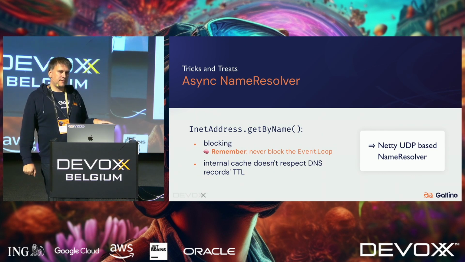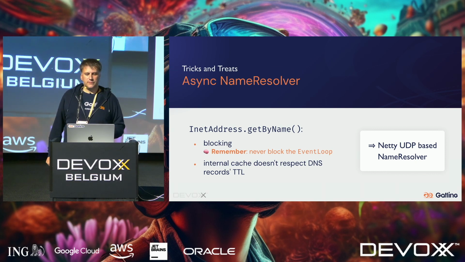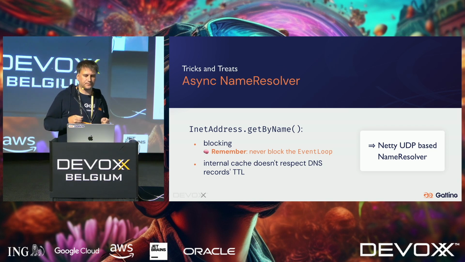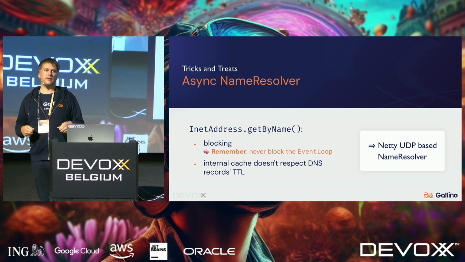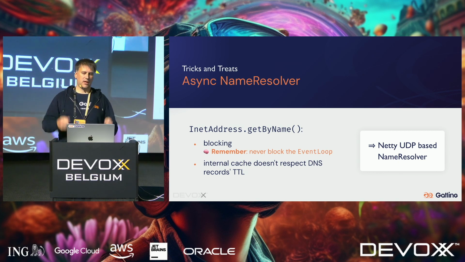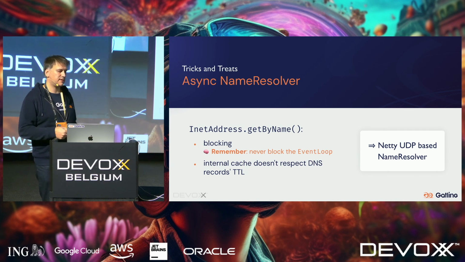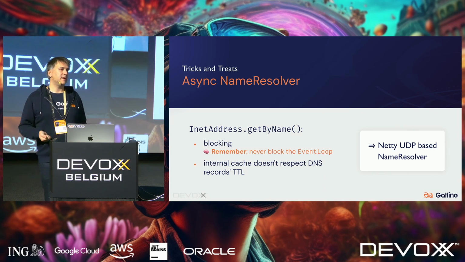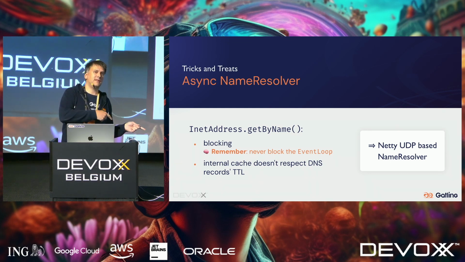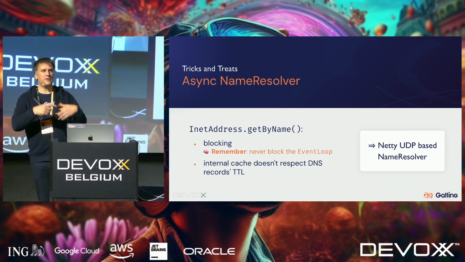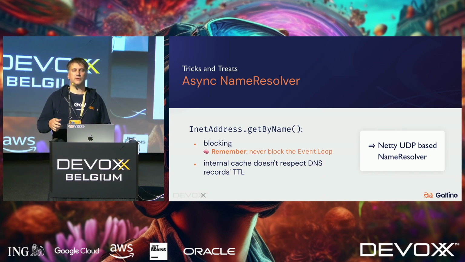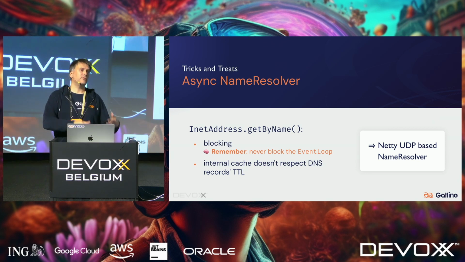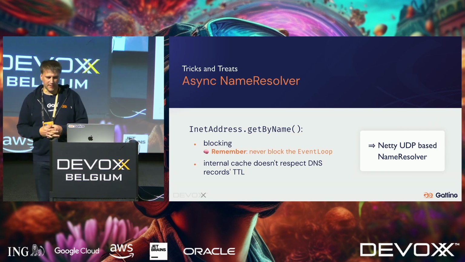One interesting thing too is the async name resolver. This is for when you have to deal with DNS resolutions. The name resolver that's available in Java by default is InetAddress.getByName or getAllByName, and it's a blocking API. But remember, because of Netty's architecture, we don't want to block. For example, if from an event loop you need to perform a DNS resolution because you want to open a connection to a remote host, we don't want to block. We need something other than this blocking API.